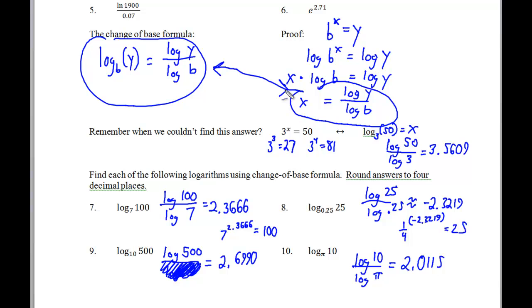The book might use little subscripts to denote that you don't have to use base 10. You can use any base, but I used base 10 just because that's what you have on your calculator.